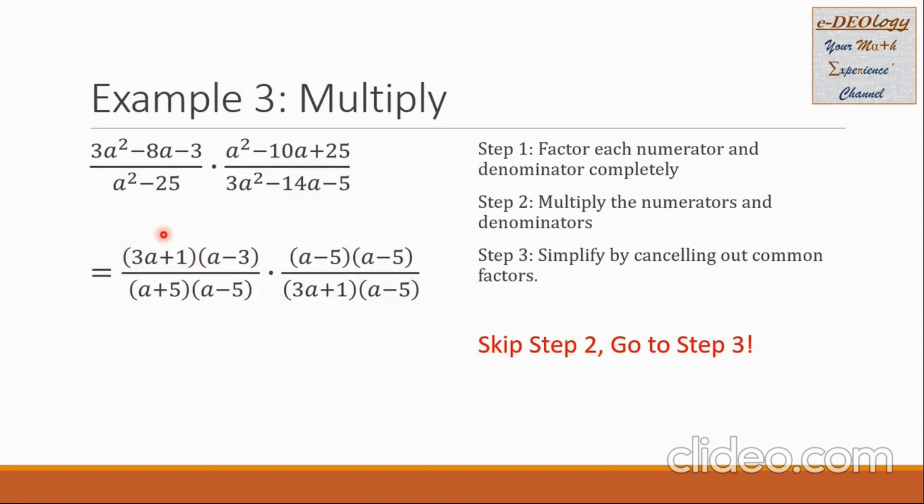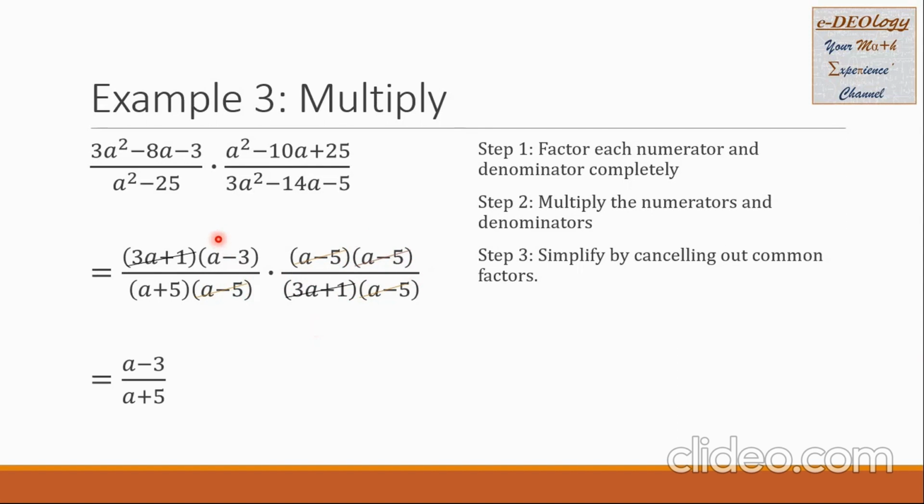Look at this 3a plus 1. We can cancel this with the 3a plus 1 in the denominator of the second rational expression. The a minus 5 can be cancelled with the a minus 5 here. There is another a minus 5 where we can cancel this with the a minus 5 down here. So you see now the respective factors are cancelled out. And then we will just collect the remaining factors.